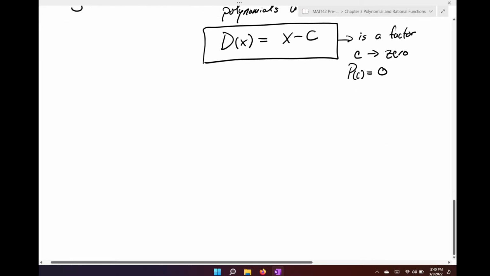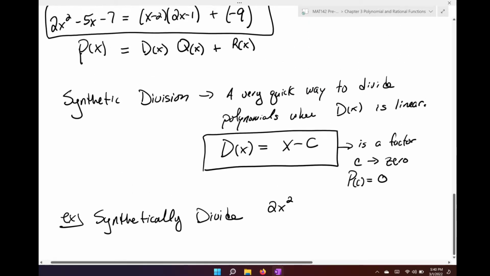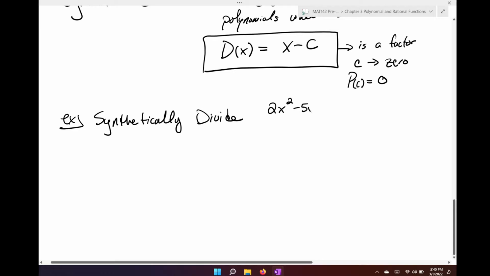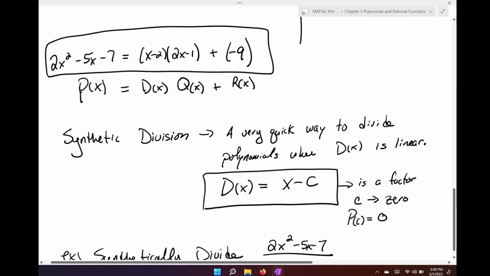First, let me just write out synthetically divide 2x squared minus 5x minus 7 by, and I think it was x minus 2. Yeah.